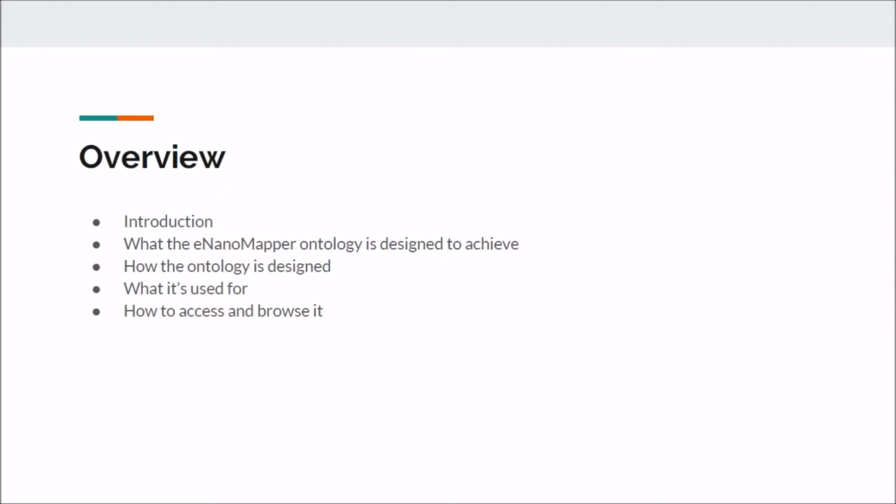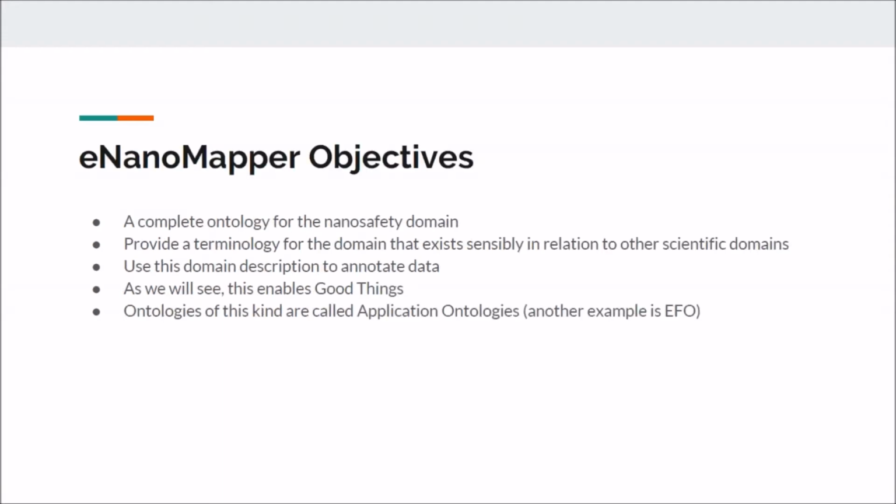First the introduction, which is now, and then we'll talk about the design goals of the eNanoMapper Ontology, and then a brief overview of how it's designed, what this enables, and what it's used for. As a start of our journey throughout this workshop, we'll give a brief overview of how to access and browse it, which is possible in various ways.